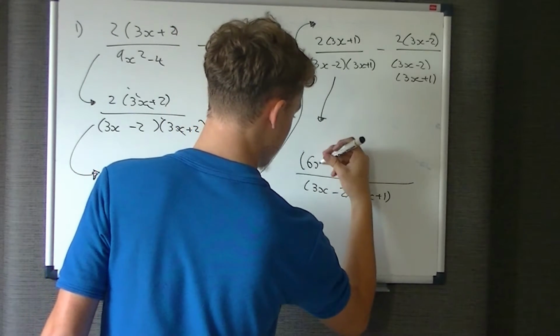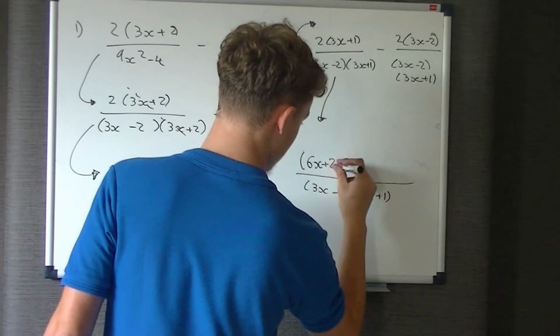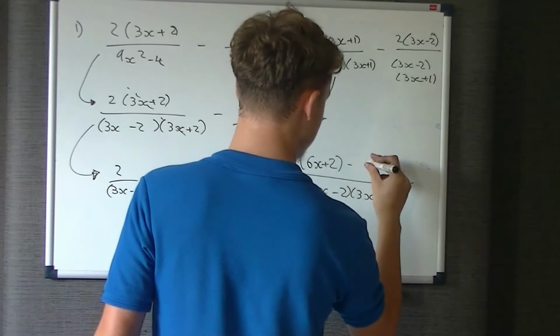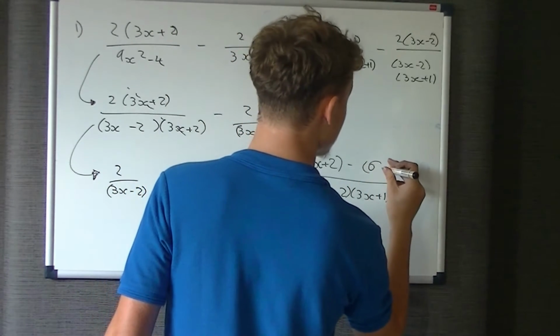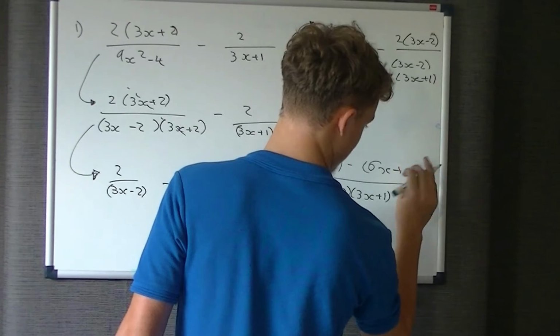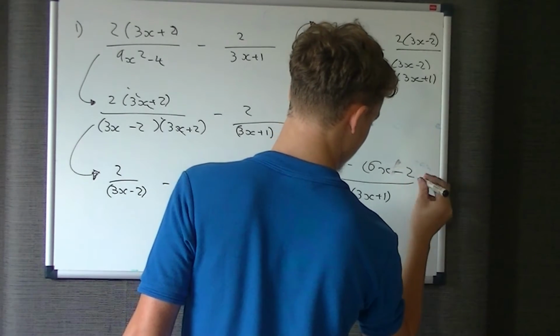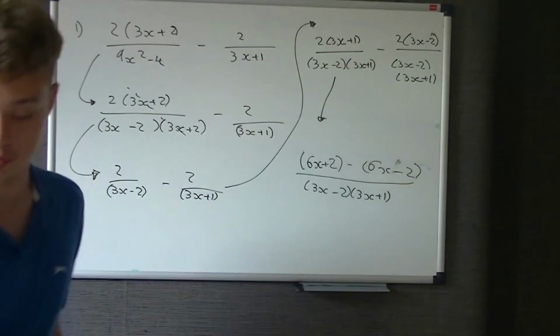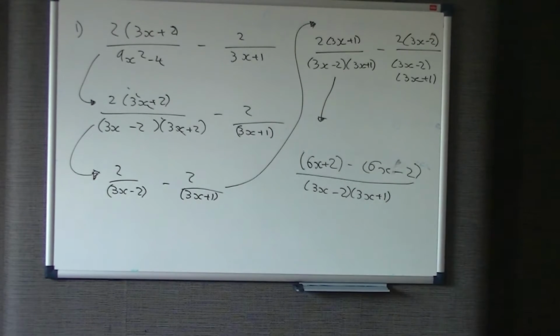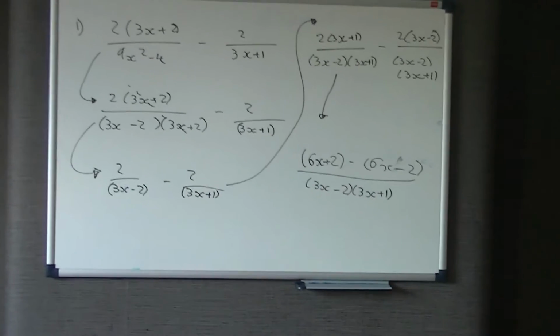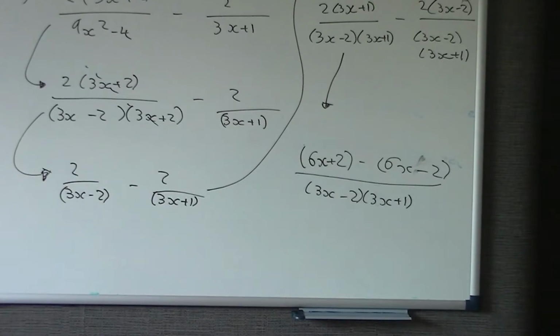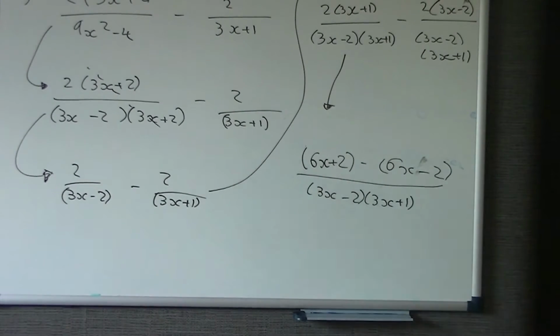So 6x plus 2, take away 6x take 2. It's key to put these in brackets because of something I'll show you now. Sorry, my writing's a little bit scruffy there. I was sort of trying to lean out the way. Okay, so what have we got there?